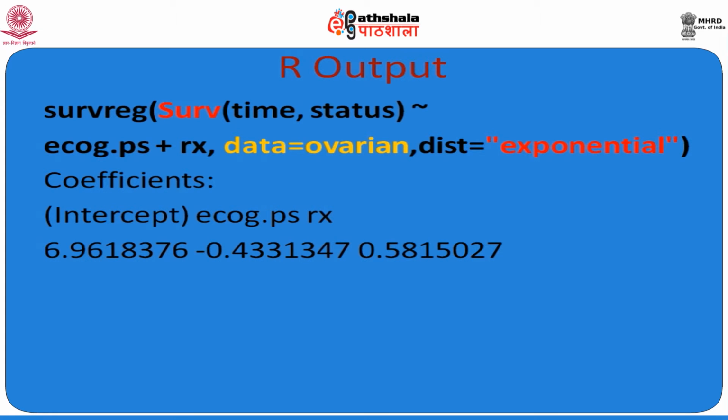It is to be noted that here Rx 1 is given as a placebo and Rx 2 is given as an experimental group. Here we are getting an Rx estimated value of 0.58, that means patients having lesser survival go with placebo.